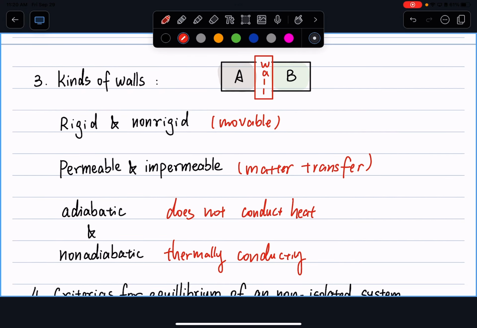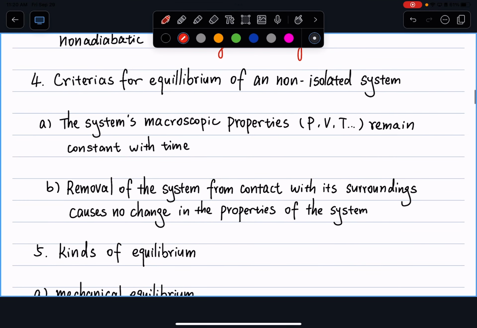Permeable, impermeable, that's a set, tells you whether or not material transfer is allowed. Rigid, non-rigid tells you whether that wall can move or not. Okay, those are the different kinds of walls. I know it's a lot of definitions, but we have a little bit more to go.